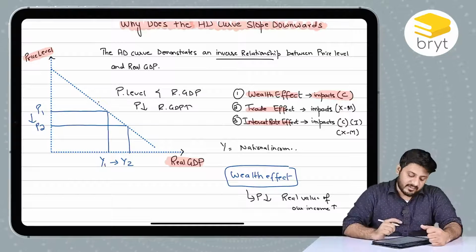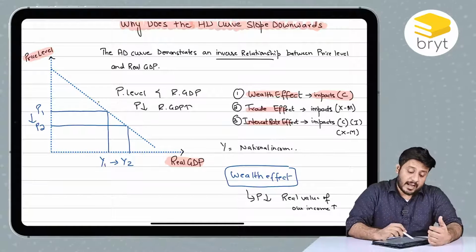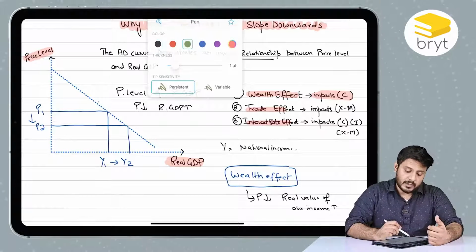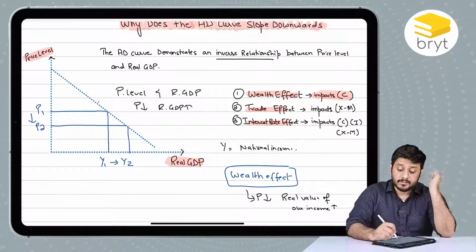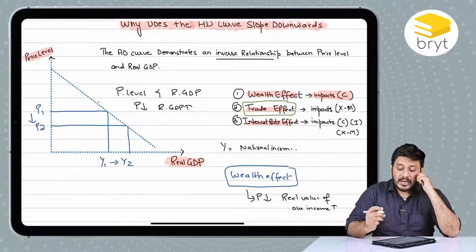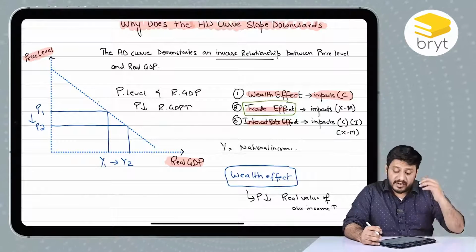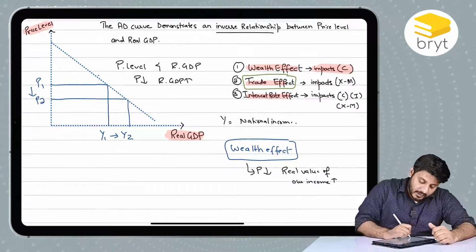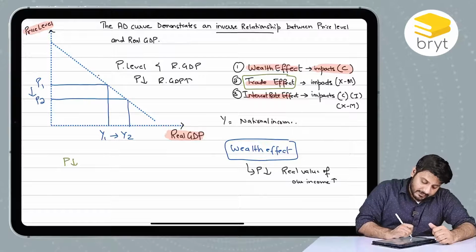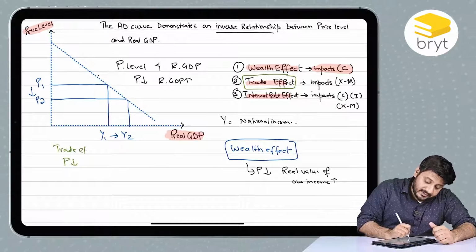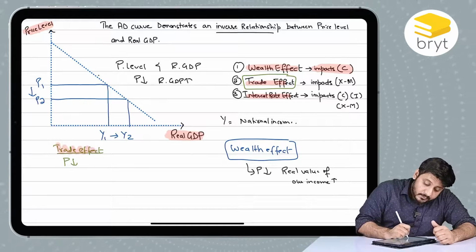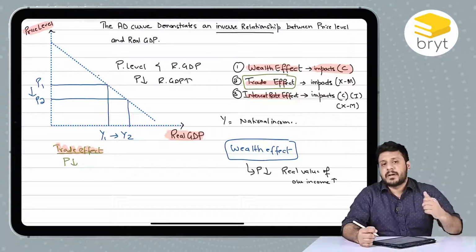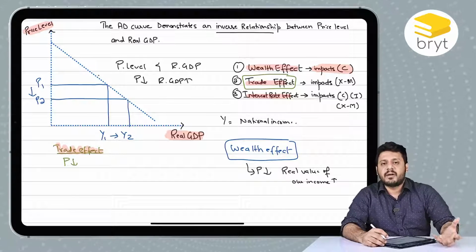The second reason why a fall in price level would impact our real GDP, or cause our national income to rise, or real GDP to rise from Y1 to Y2, is the trade effect. Now, the trade effect tells us that whenever price level falls, I'll write the heading trade effect, our exports would become competitive because they become cheaper, right?